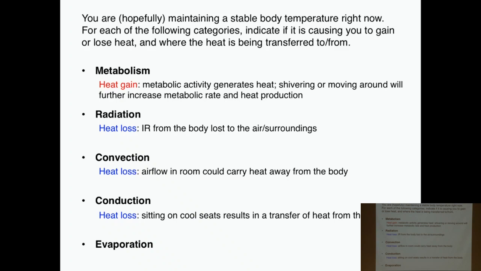And then what about evaporation? Evaporation is pretty much always going to be heat loss. And that can happen both through sweating. So if you perspire, then you produce water that can evaporate. You lose a lot of water vapor from your lungs, which is actually another form of evaporative heat loss. It's not one that your body is going to have a lot of control over, but it is going to have a significant impact on your energy budget.